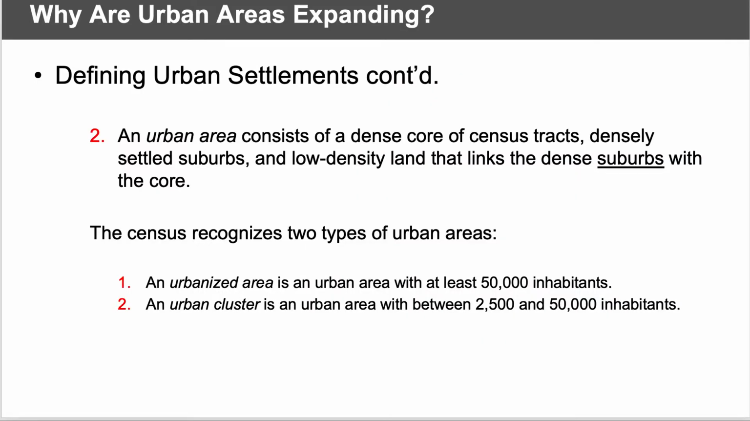An urban area consists of a dense core of census tracts, densely settled suburbs, and low-density land that links the dense suburbs with the core. The census recognizes 2 types of urban areas. An urbanized area has at least 50,000 inhabitants. An urban cluster is an area between 2,500 and 50,000.